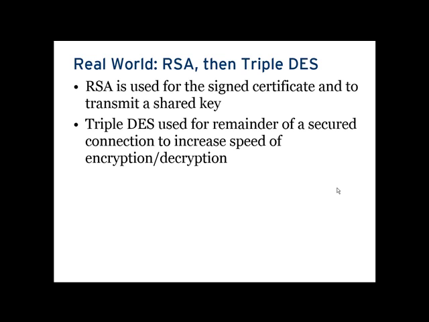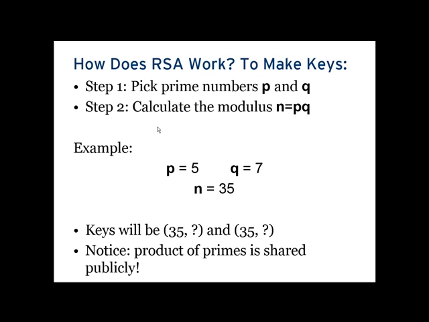In the real world, we use both RSA and triple DES all the time. RSA is used in order to send the signed certificate that transmits the actual shared key. So you're actually using RSA to transmit the triple DES key in order to keep your connection encrypted. Triple DES is used for the rest of the connection, and the reason why triple DES is used for it rather than RSA is because triple DES is much faster than RSA is for encryption and also for decryption.